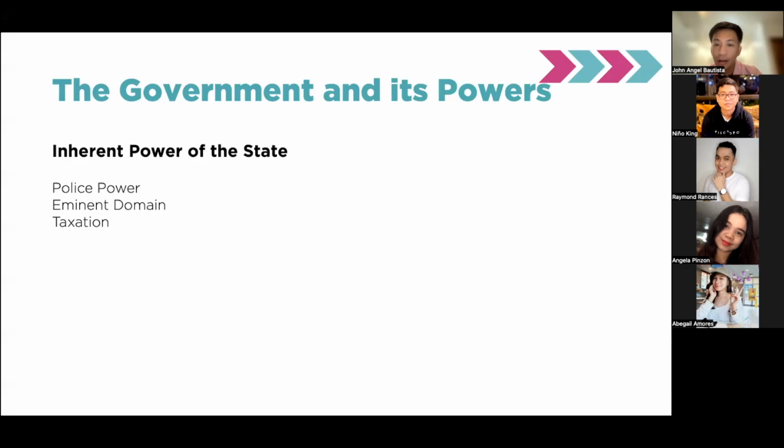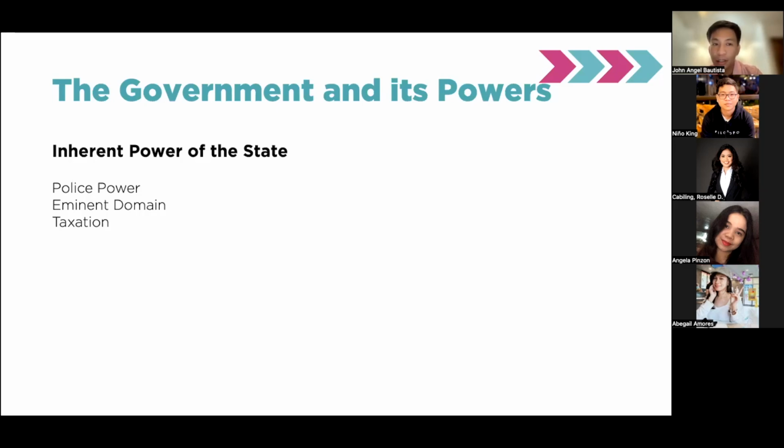So, taxation naman is the power of the state to collect taxes for government, yung para sa functionings ng government, no? Meron tayong tinatawag na taxes ang lifeblood ng state. Taxes ang lifeblood ng government. Kasi without the government, or without our taxes, hindi makakapag-function ang government, no?